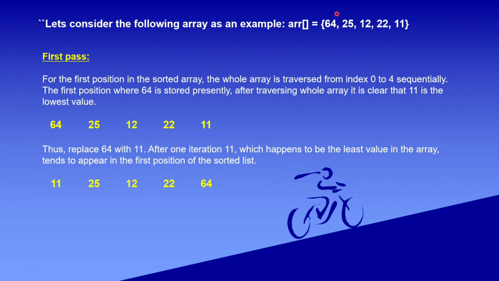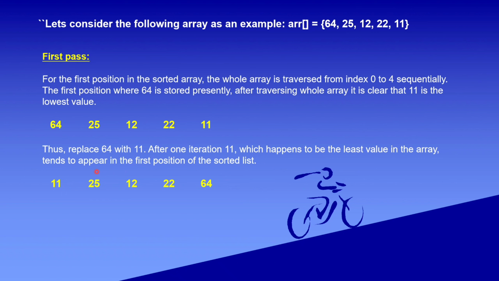Now we take 64 as minimum. Then we have to traverse the total array. Where is the lowest value of the array? After traversing the whole array, we find that 11 is the lowest value of the array. Then we have to swap between them. So after the swap, 64 goes to the last place and 11 comes to the first position. See here, now this is our array.